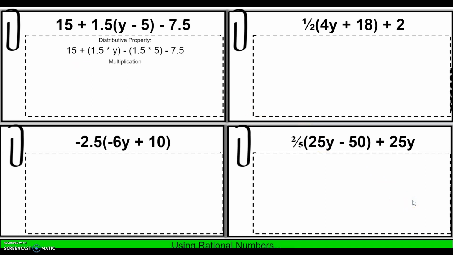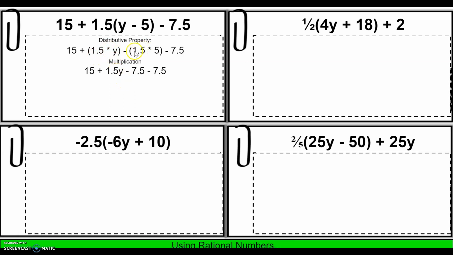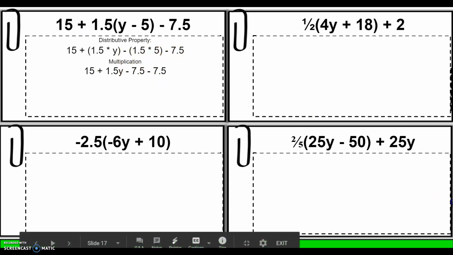All right, so now I'm going to do multiplication. This is pretty much the order of operations. So I'm going to multiply what's in my parentheses and bring that down. So I multiplied 1.5 times y. I brought that here. And then I brought down my 1.5 times 5 and put that right here. And I brought down my signs and then the other numbers that I haven't even used yet.